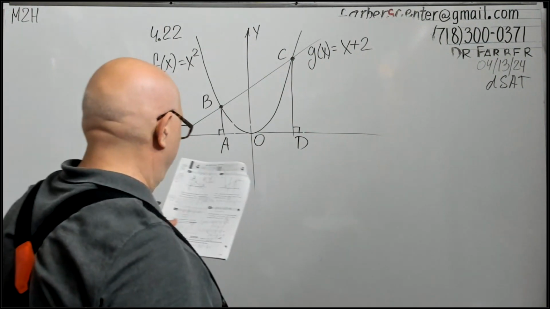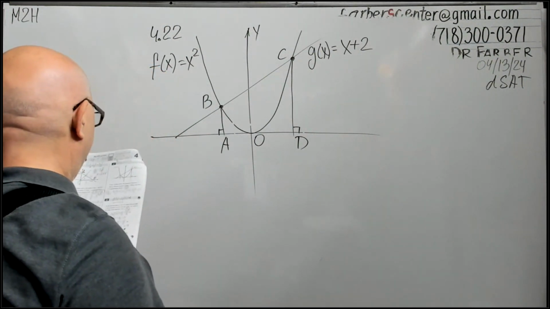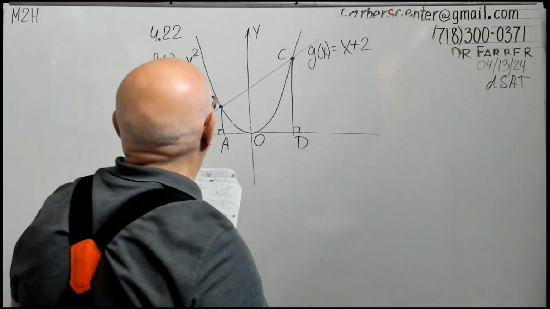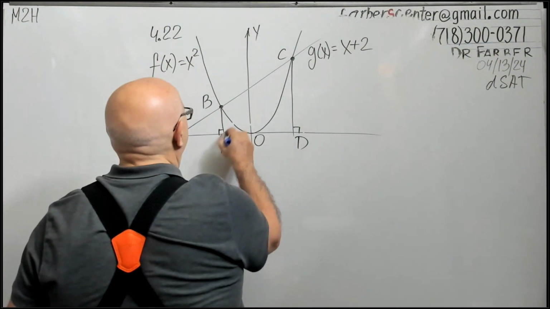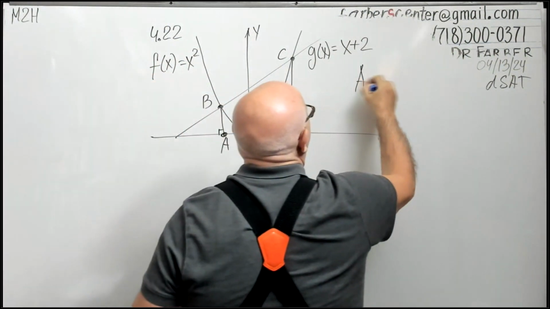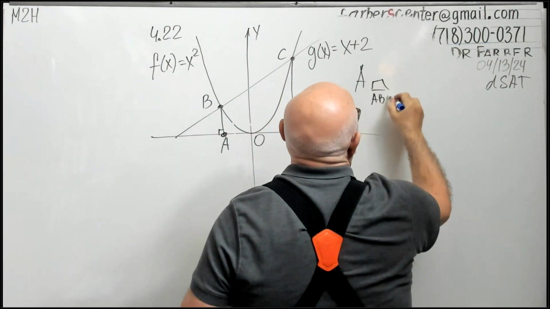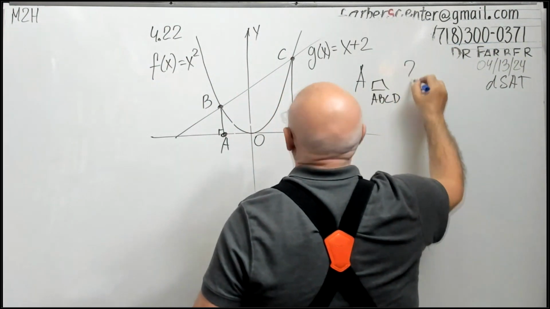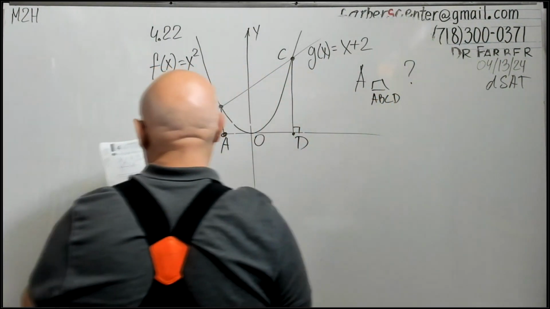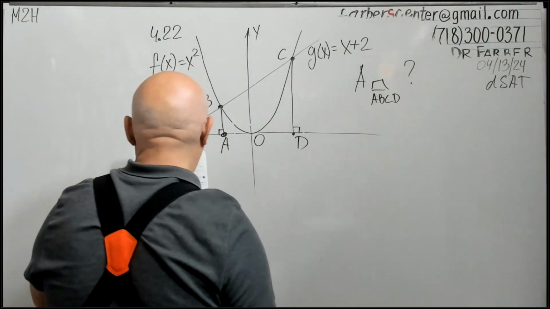The function F and G intersect at points B and C. Yes, we have these points. What is the area of quadrilateral ABCD? This one. You have to find the area of trapezoid ABCD, question mark. What else is given here?